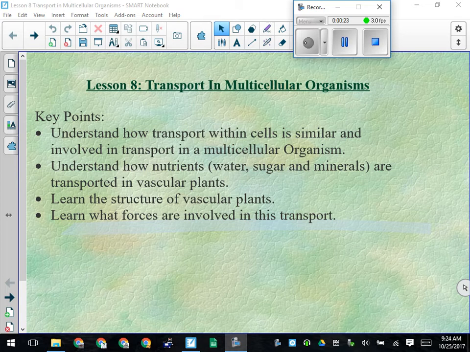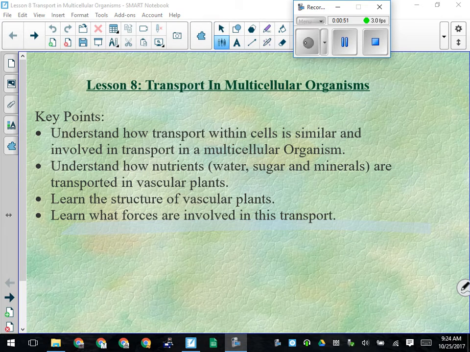Even in animals where we have an active circulatory system, that's only pumping blood around the body. Stuff still has to get out of the blood and into the cells by either diffusion or osmosis or active transport. Those processes are still being used in a multicellular organism. They just have other methods as well. We're going to look at how nutrients, water, sugar, and minerals are transported in vascular plants.